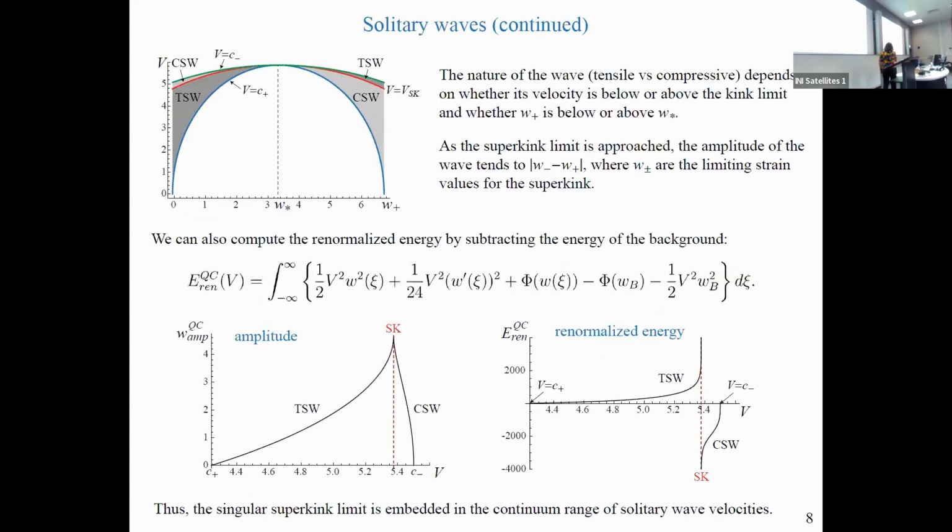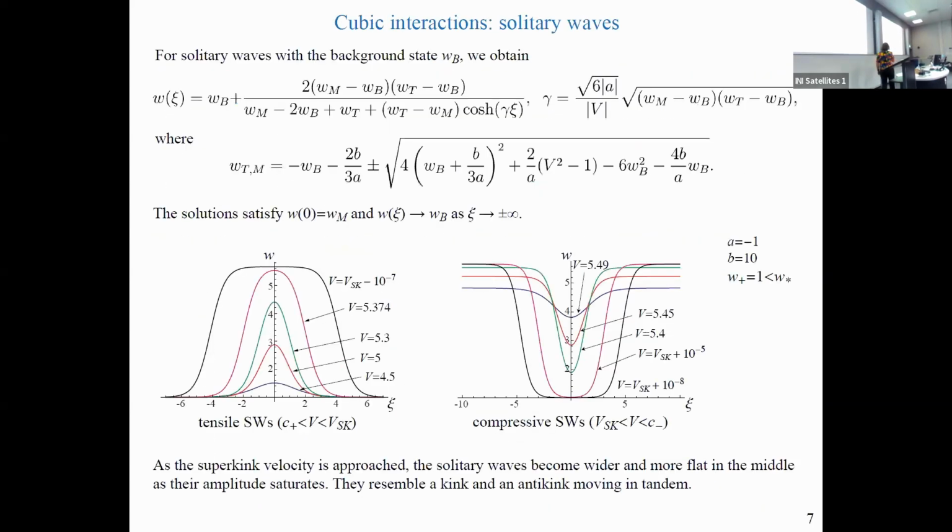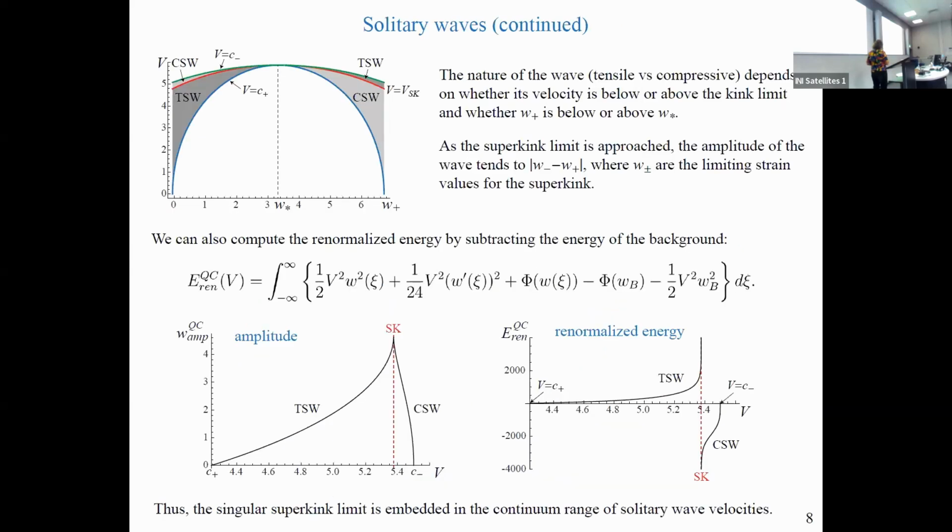And so this is for tensile waves, and for compressive solitary waves, as I already mentioned, the background changes with velocity, but in the end, the same thing happens. So you approach the kink-antikink bundle. Now, in this example, I chose W plus to be below this W star, which is the inflection point. In this case, we saw tensile waves below the superkink limit and compressive waves above.